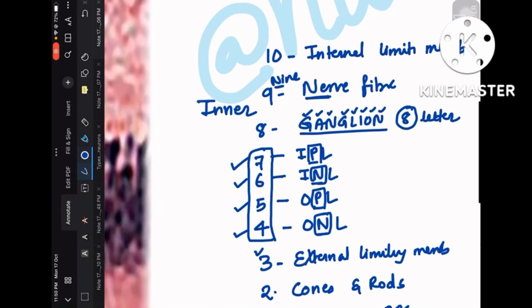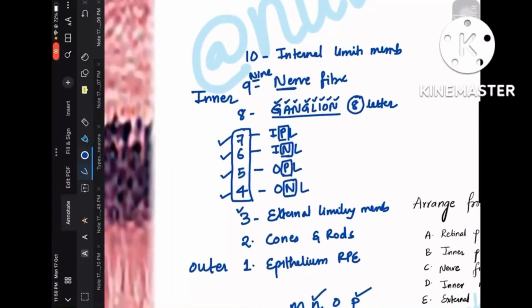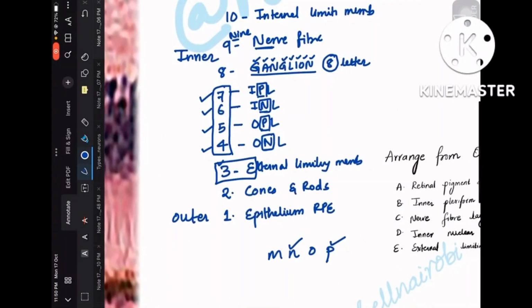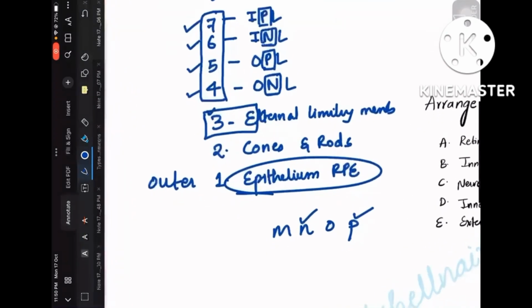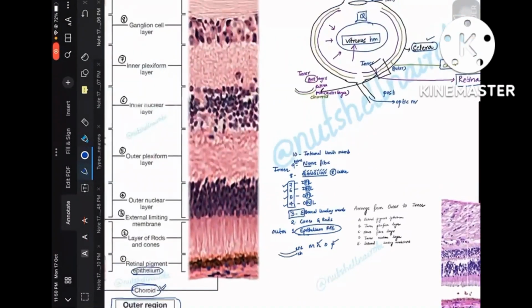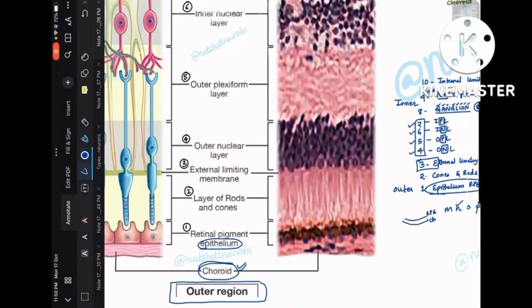So you might confuse that the external limiting membrane is the first layer, but it is not. The external limiting membrane is like the third, whereas the outermost is the retinal pigment epithelium. So remember, the choroid is in connection with the retinal pigment epithelium. So look at this diagram now. The first layer is the retinal pigment epithelium.